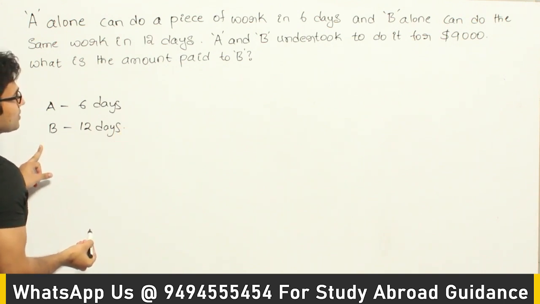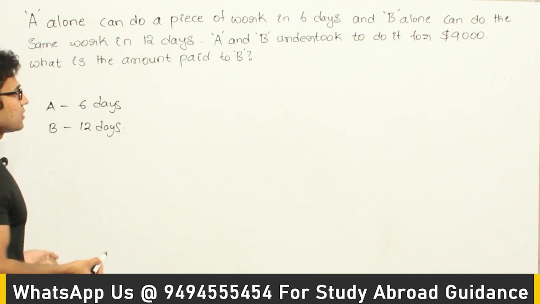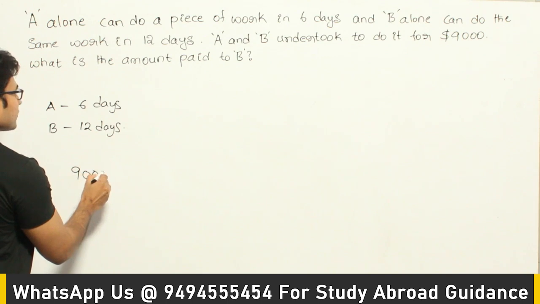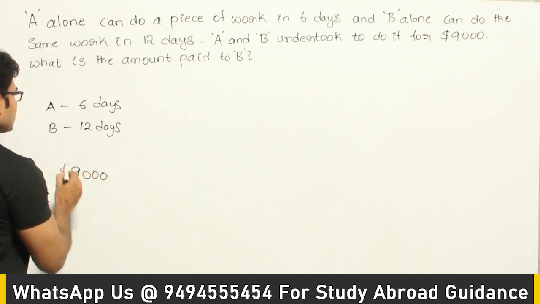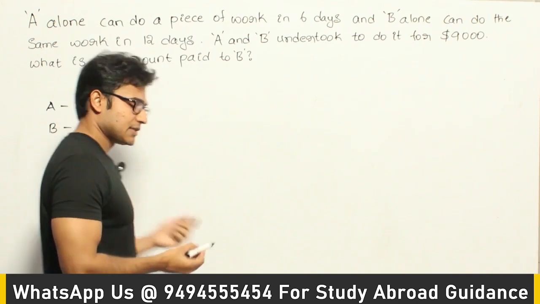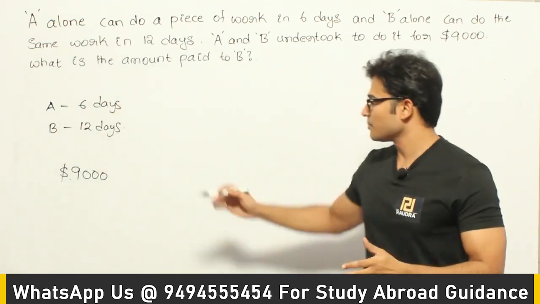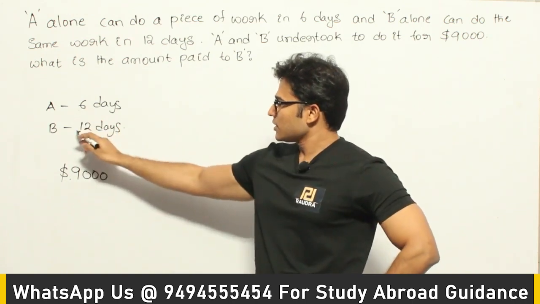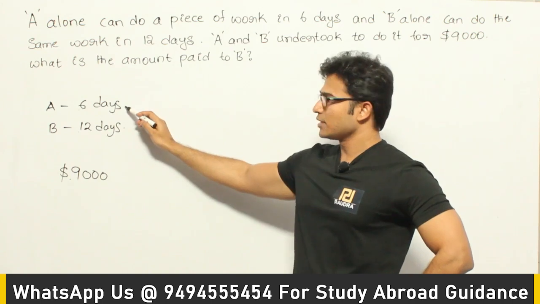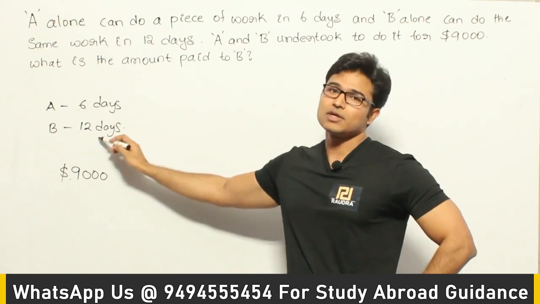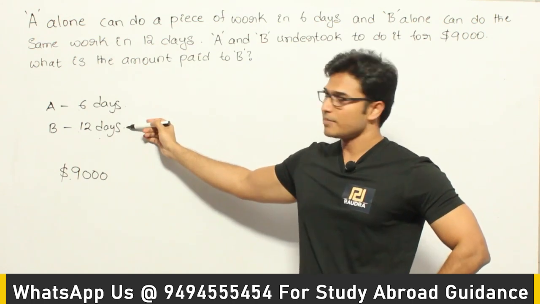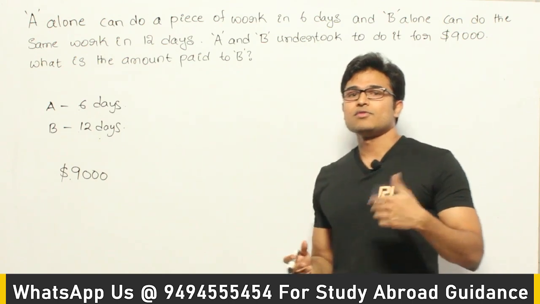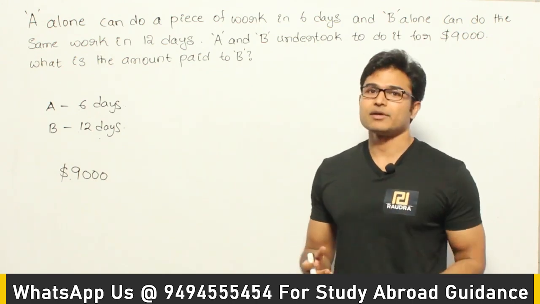And now there is some payment associated with this project. They are saying that if they finish this work together, they are going to get $9,000, right? So how are you going to split this payment so that you give some part of it to A and some part of it to B? Obviously, A is faster compared to B, isn't it? A is able to finish the work in 6 days and B is able to do the same work in 12 days. Therefore, A is faster compared to B, and so we cannot split it equally. We have to split it in such a ratio that the faster employee gets more payment, isn't it?